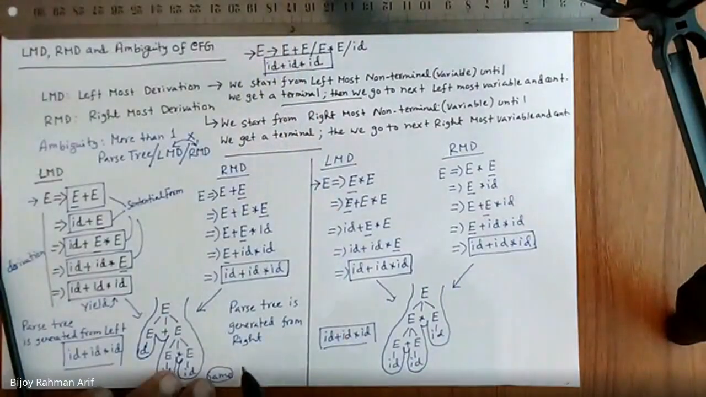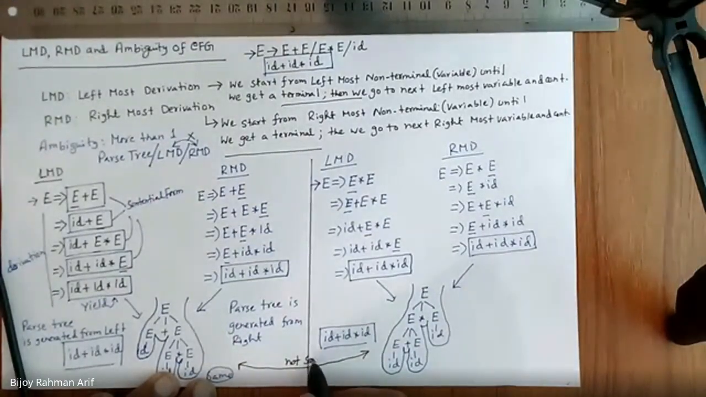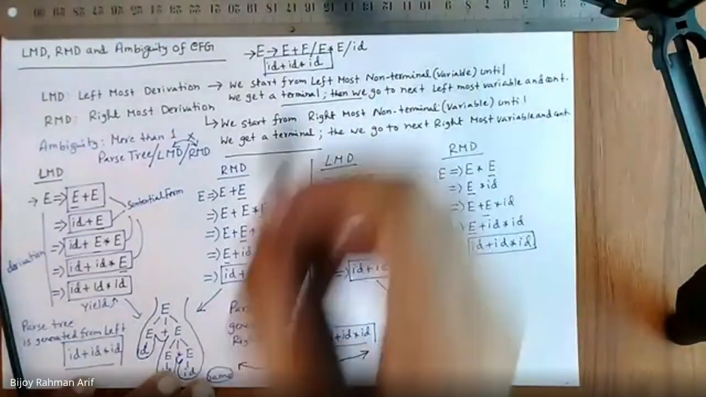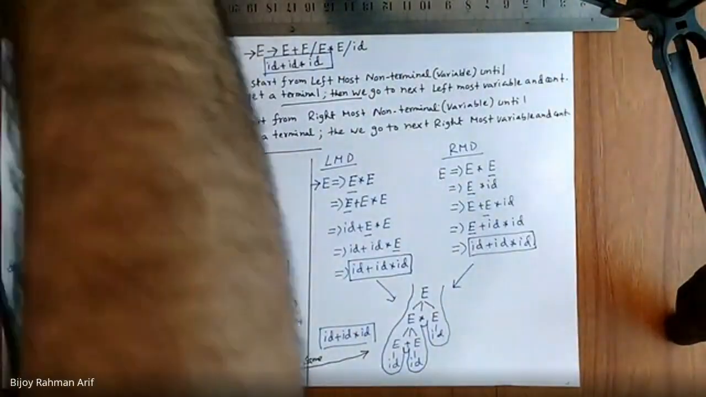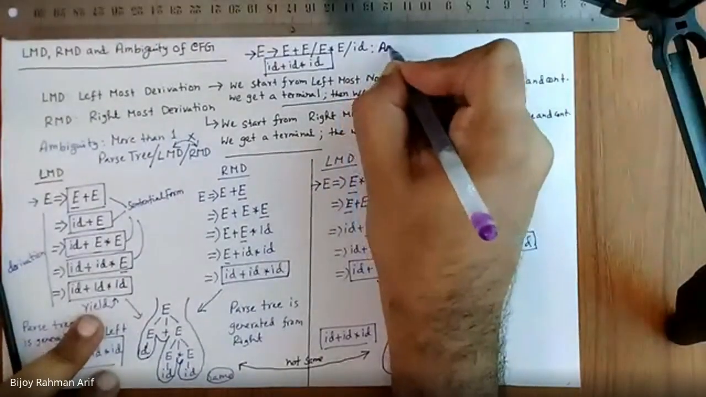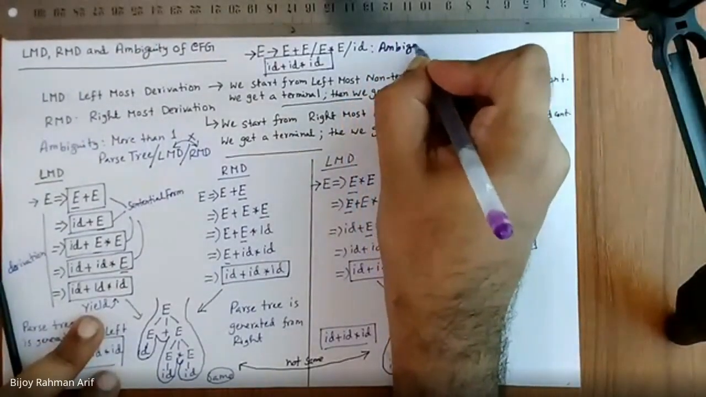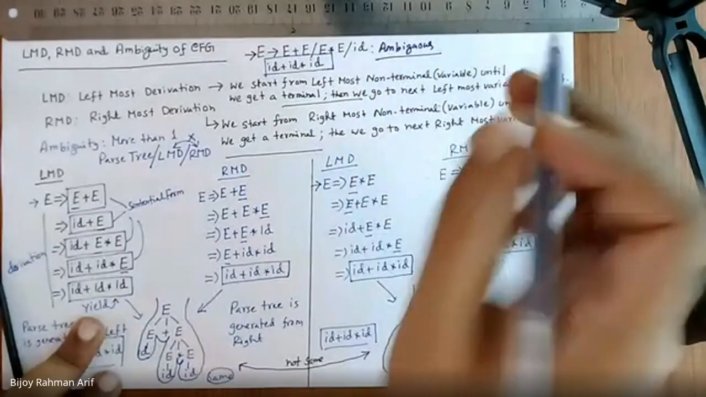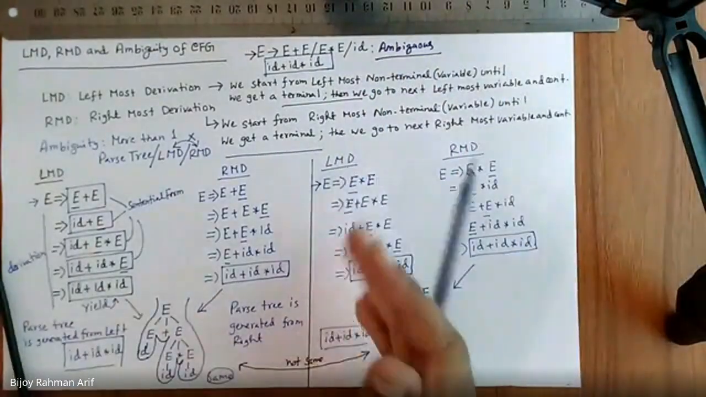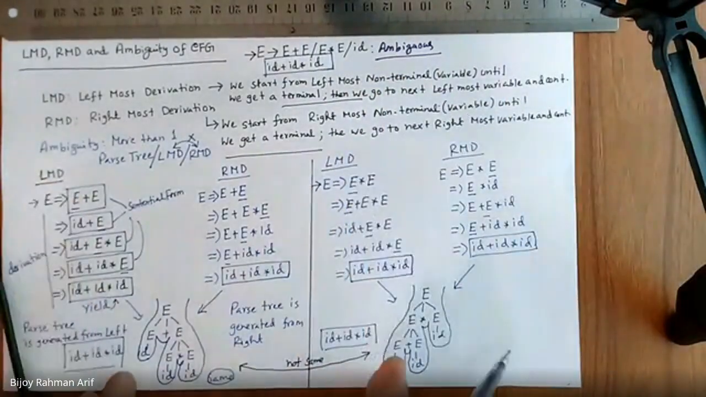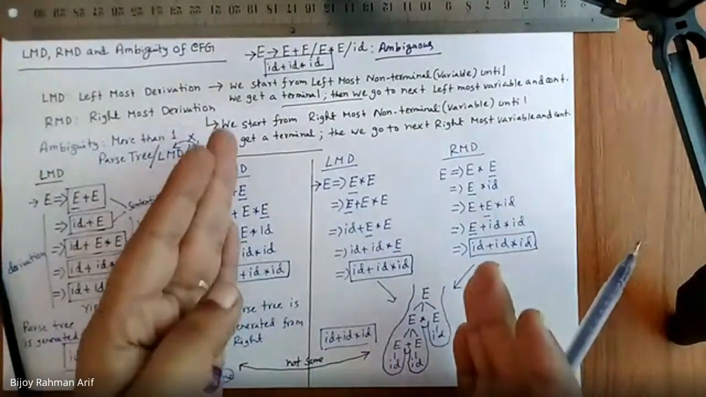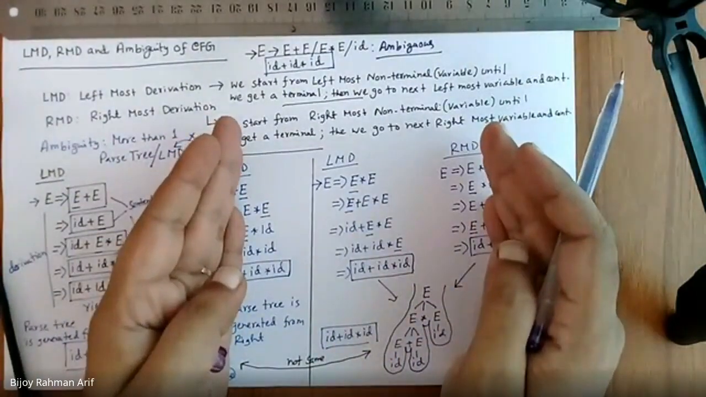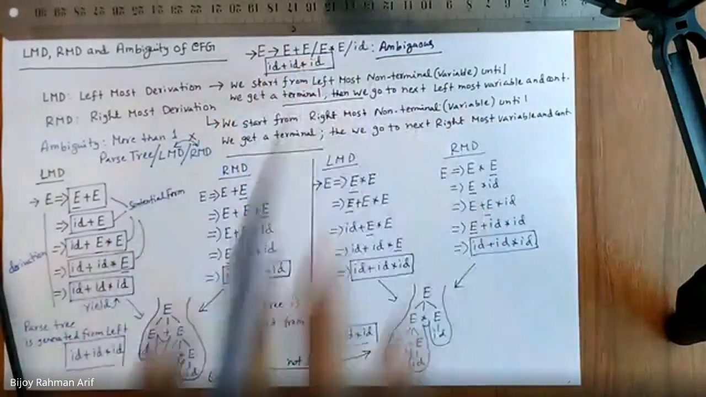They are not the same. That's why this grammar is ambiguous. Or if you consider this LMD and this LMD, they are different. That's why this grammar is ambiguous. Or if you consider this RMD and this RMD, these two RMD are different. That's why this grammar is ambiguous.